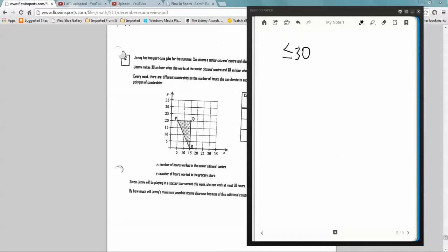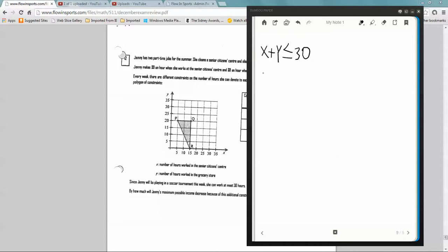And you also know that with her two jobs, it's X and Y. So X plus Y is less than or equal to 30. She can at most do 30 hours. The number here has to be less than. She can do 25, she can do 20, and those are the kind of numbers you want to play with to make sure that you're doing it right.